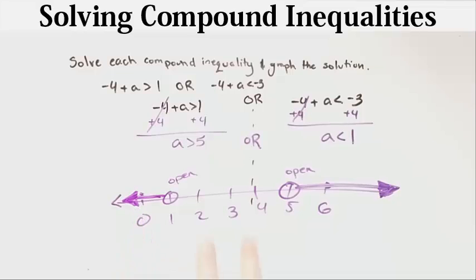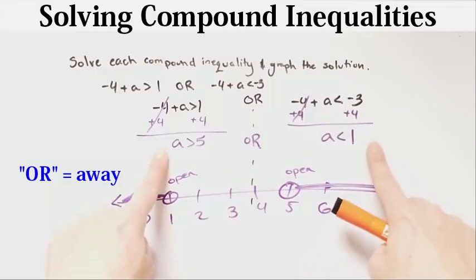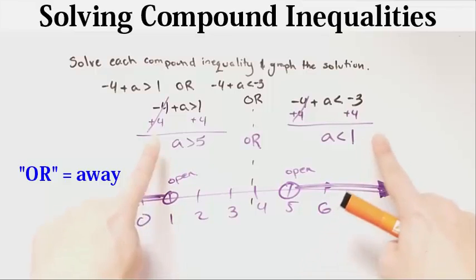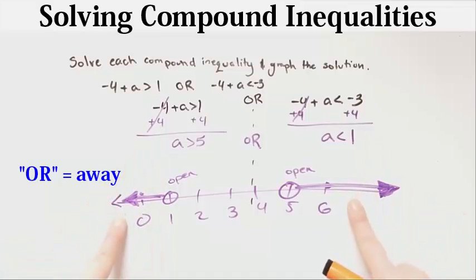So if our ands went in the middle, our ors go away from each other. So you are either picking me or you are picking me. There's no way you can meet for both of us. It's ors. Since it's ors, they go away.